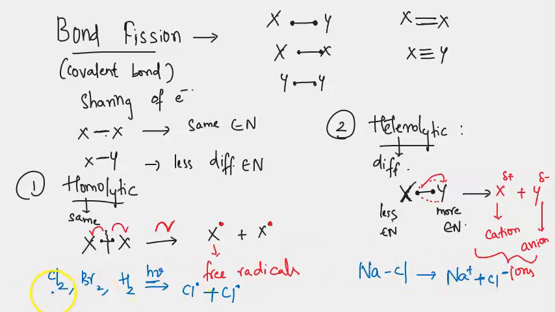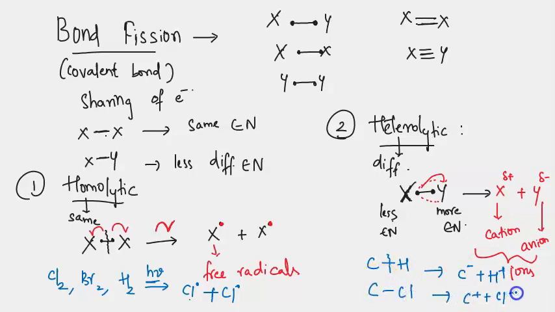Any homomolecule can undergo homolytic fission, and any heteromolecule can undergo heterolytic fission, provided the molecule is a covalent molecule. In this case we considered ionic, but this has to be a covalent molecule. Due to the difference in electronegativity, we can say carbon is negative, hydrogen is positive, or we can consider C-Cl, where C will be positive and Cl will be negative. This way heterolytic fission is possible.